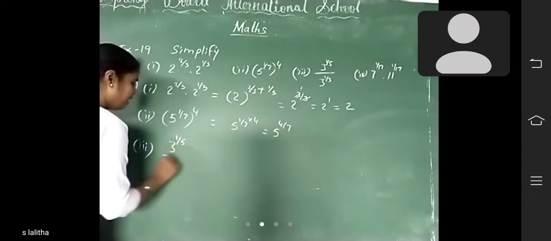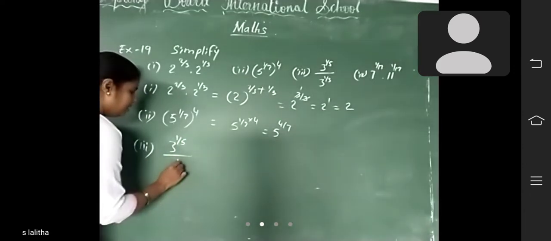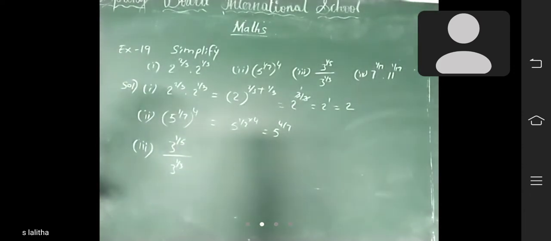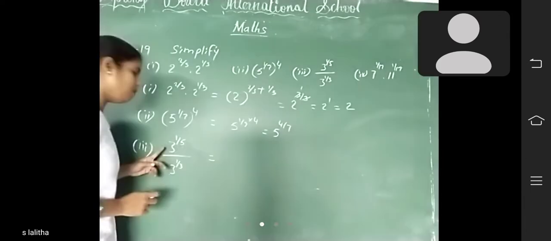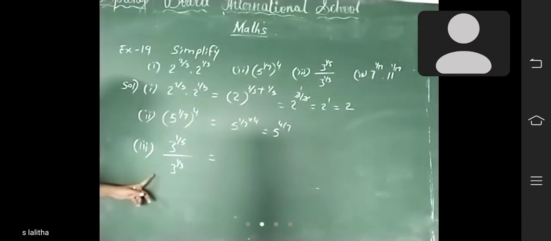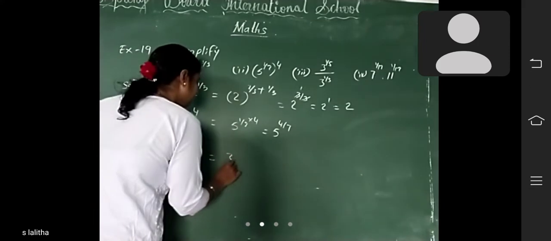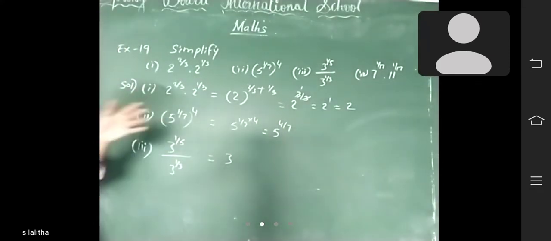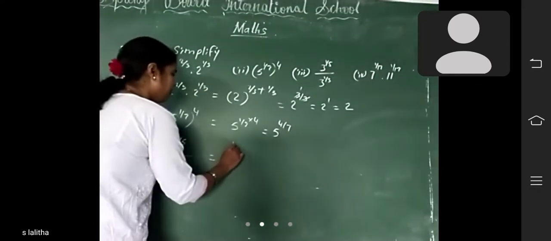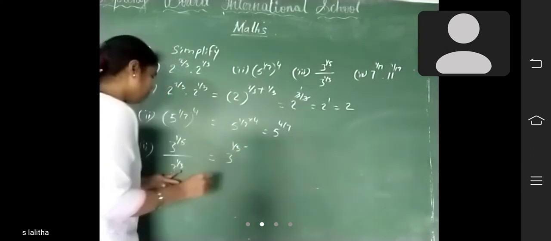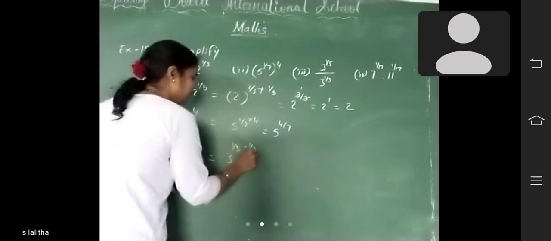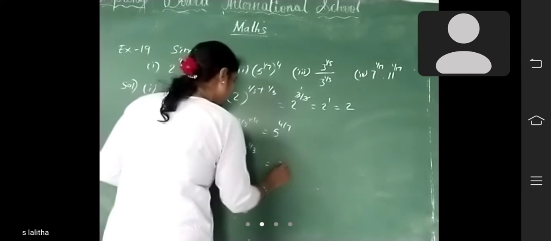3 power 1 by 5 divided by 3 power 1 by 3. So it is in the form of a power m by a power n. How can you write? 3 power m minus n. So m is 1 by 5 minus what is n here? 1 by 3. Okay. Now simplify this one.